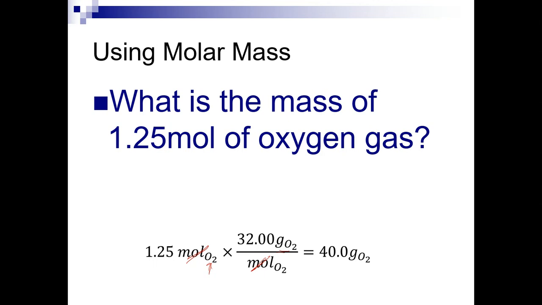and I find that I have 40.0 grams of oxygen. Now, if you typed this in your calculator, you would have gotten 40. But since this number has 3 sig figs and this number has 4, I need to make sure my answer, which the calculator gave me as simply 40, is shown as having 3 sig figs, which means a point and the 0 at the end.